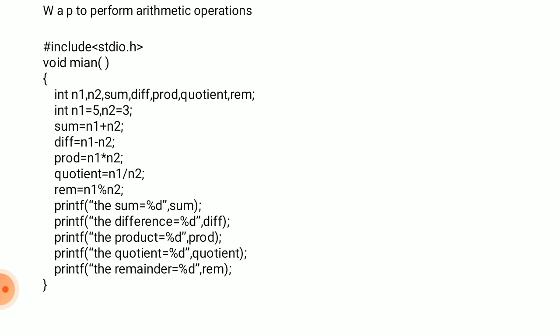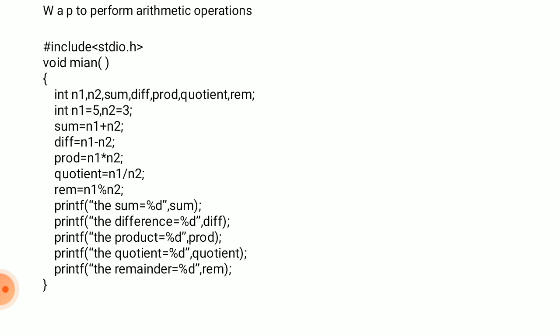You can do either: assign the values to the variables, or read the values into the variables. Reading values we will discuss in the next video. Just see here how the values are assigned: n1 is equal to 5 and n2 is equal to 3. If you are assigning more than one value, or declaring more than one variable, each variable must be separated by a comma, and each declaration and statement must be terminated by a semicolon.